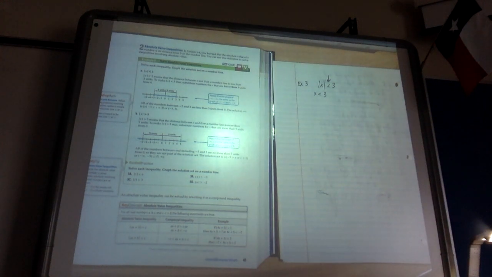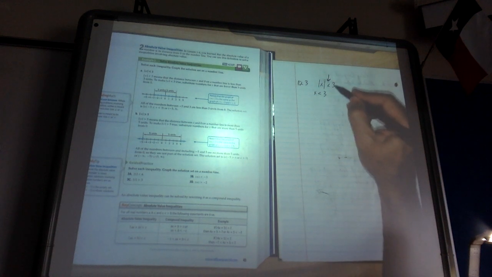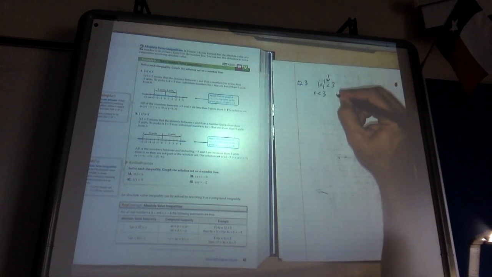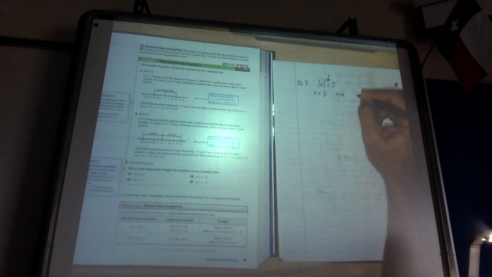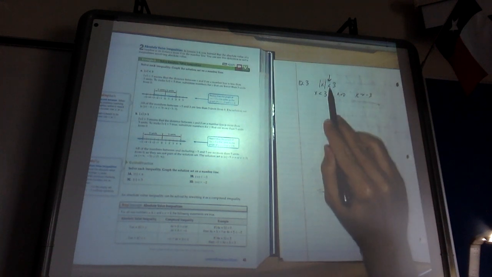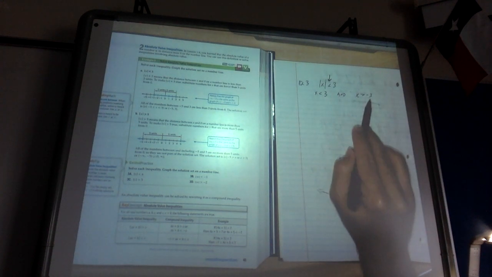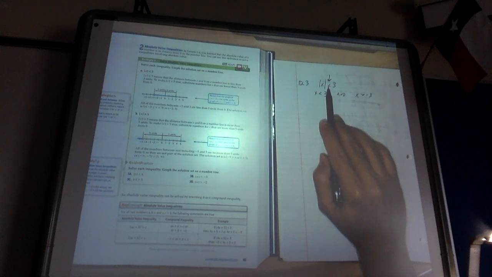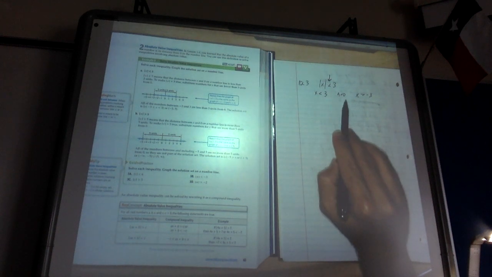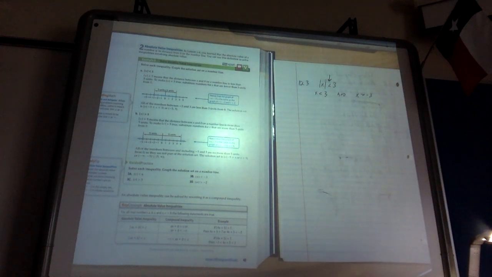Remember, absolute value measures distance from 0, so it can be positive or negative. Now, to take care of the negatives, here's what I do. This one's going to be an and. I'm going to go x is greater than negative 3. What did I do? I flipped the sign, and I flipped the sign. That's the trick. So when it's a less than in your absolute value, it's going to be an and. We're thinking this graph's probably going towards each other. But now we're going to go graph this.